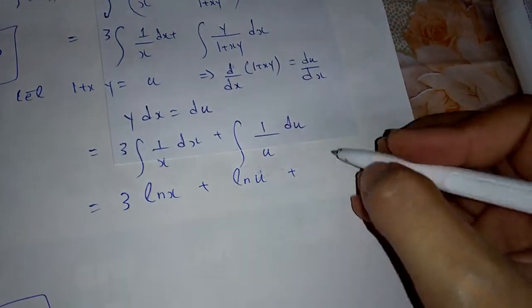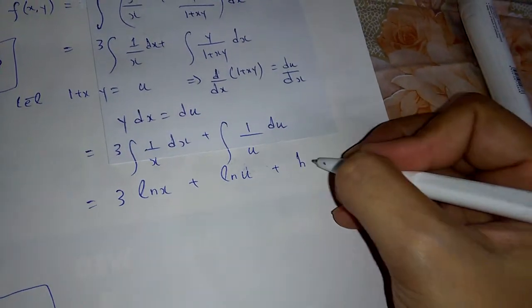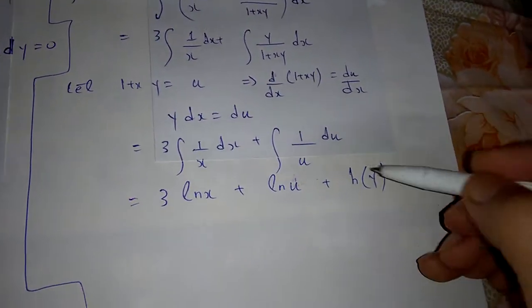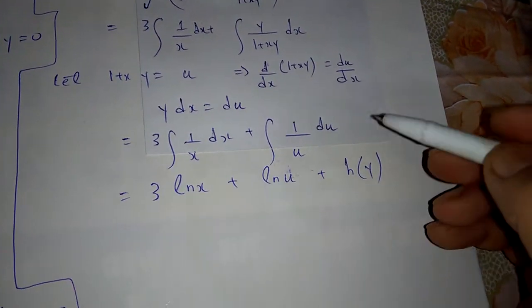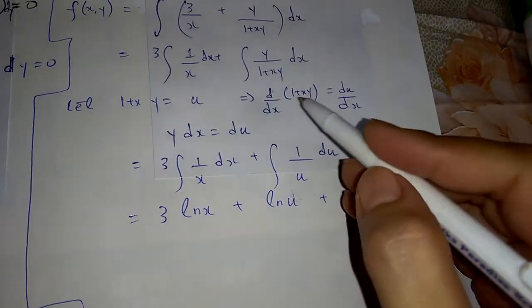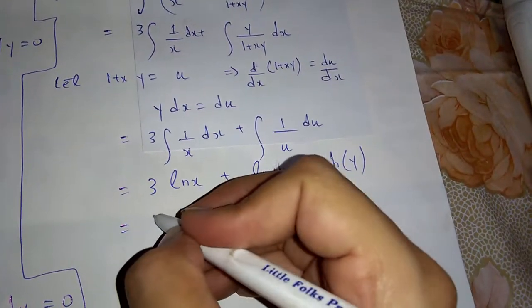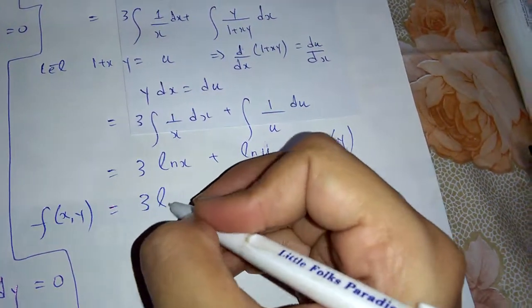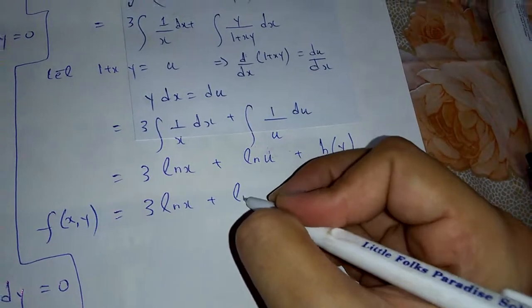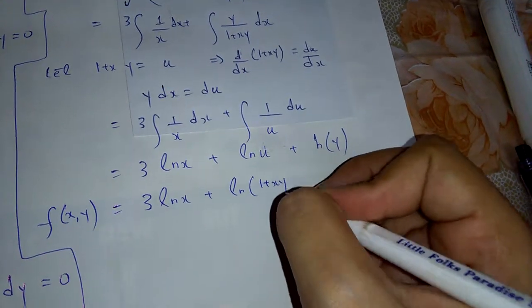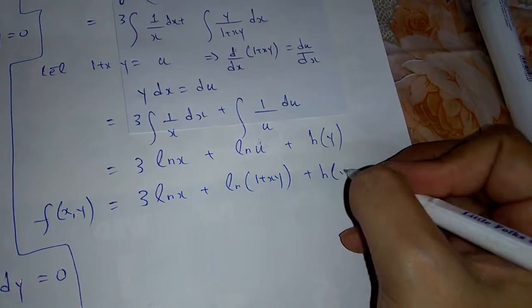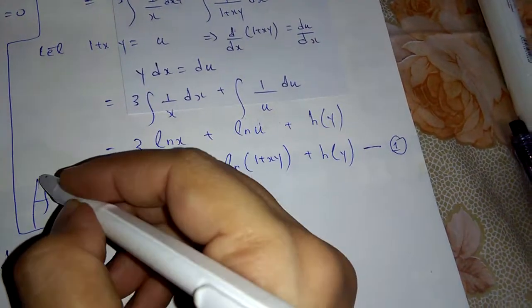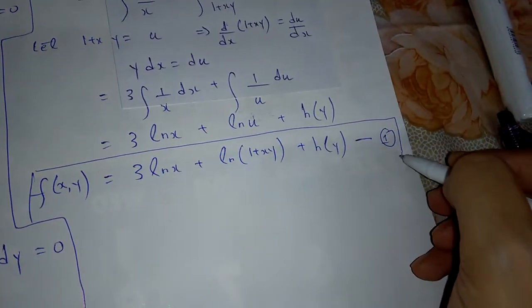Okay, plus some constant. Over here I'm going to use the constant as some function with respect to y, because y is going to behave like a constant here. Now I'm going to restore the u, and u was 1 plus xy. So my function f(x,y) is this, plus h of y, and I'm going to name this equation number 1, and I could just close it in a nice box.